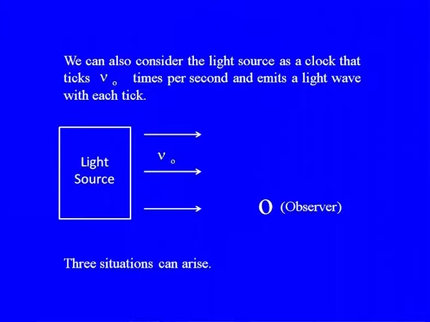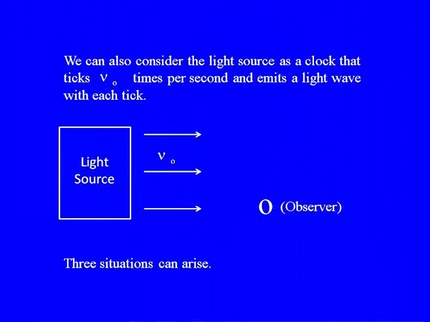Let's check that out. Of course, I need to mention at the very beginning that for propagation of light, you don't need a material medium. It can propagate through vacuum. But for sound, of course, you need a material medium. So that's what we do. We consider a light source which is emitting light of a certain frequency, that's nu zero, and then we have an observer.